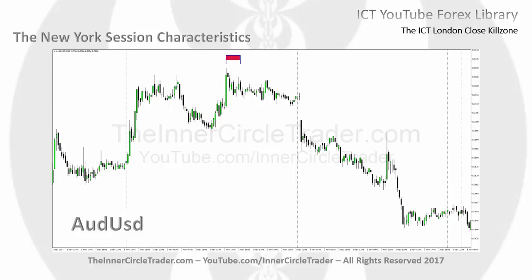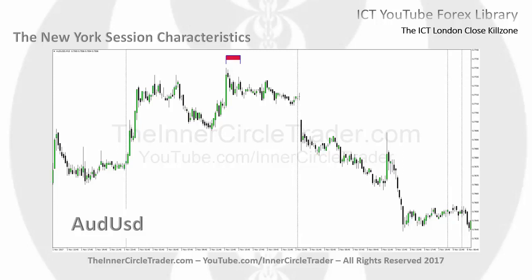So there are characteristics that are important for the New York session. Typically what you'll see is the continuation of what's seen in London overnight. If we're bullish in London, we would expect to see New York continue moving bullishly as well, and then London close be the high of the day. If we're bearish and we've seen London bearish, then New York bearish, we're going to be looking for London close to be the low of the day. Between 10 o'clock and noon, we'll expect to see the low of the day form.